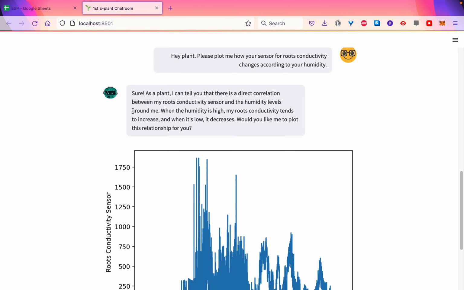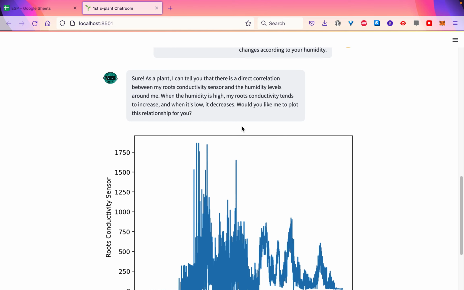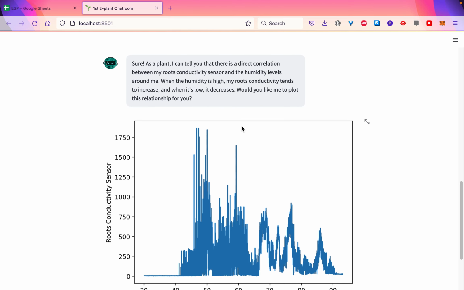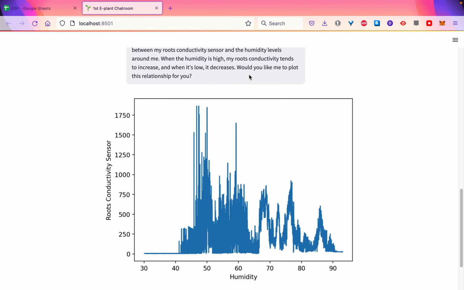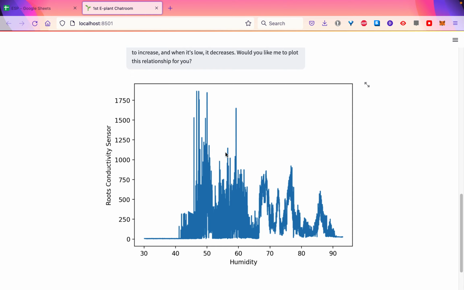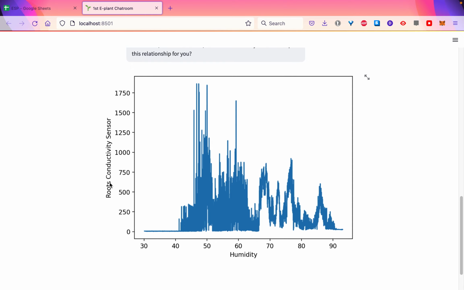I need to change this avatar. As a plant, I can tell you that there is a direct correlation between my roots conductivity sensor and the humidity levels around me. When the humidity is high, my roots conductivity tends to increase, and when it's low, it decreases. And so it plots it here, the roots conductivity, and here the humidity.